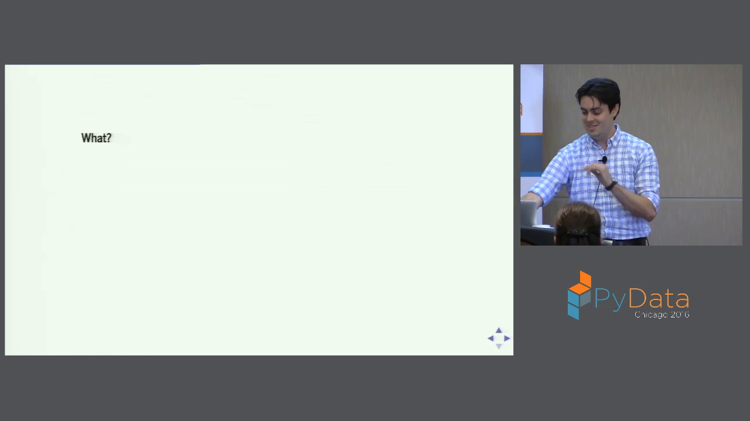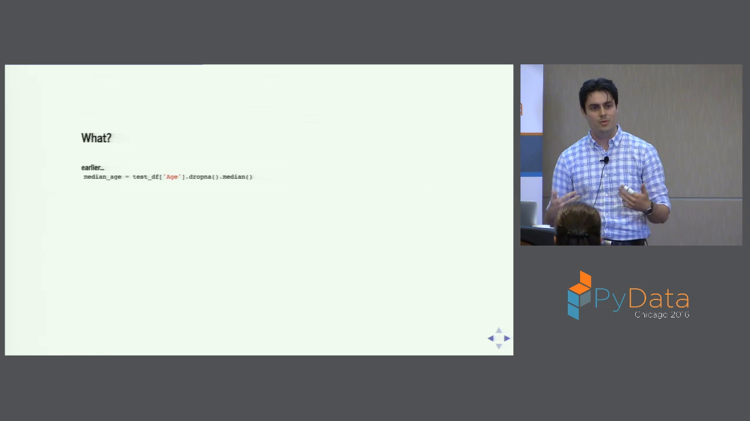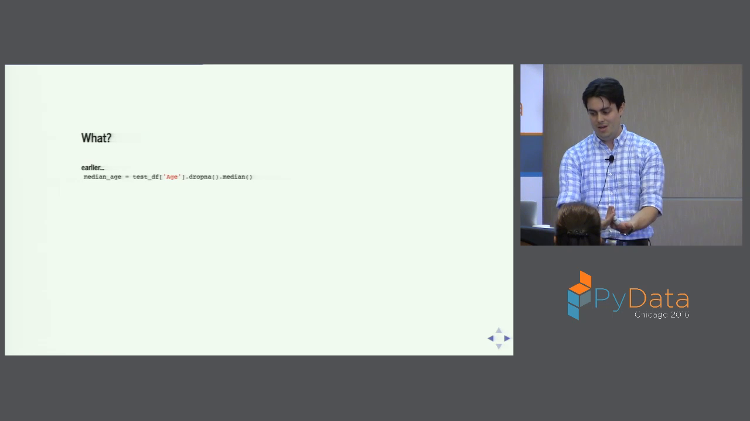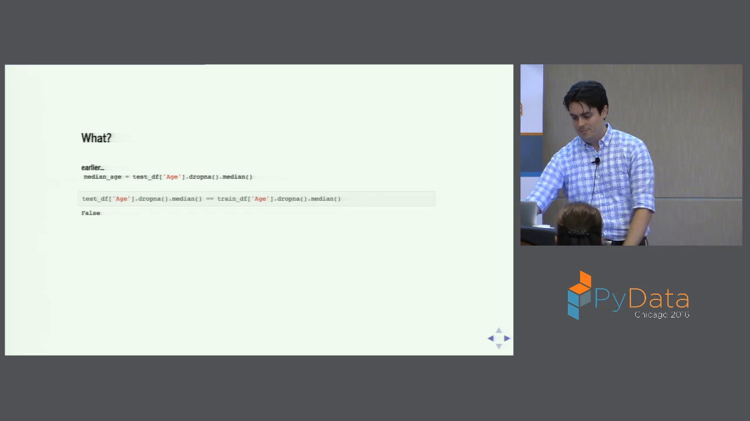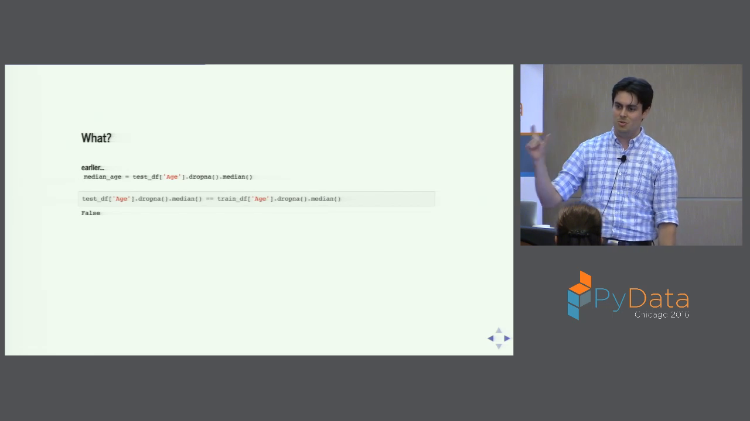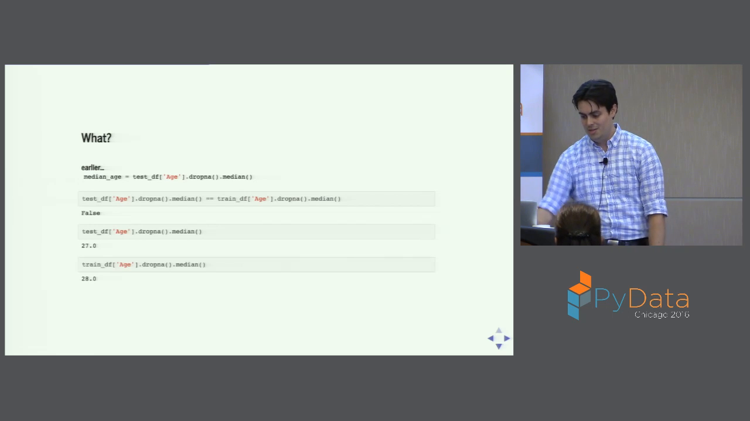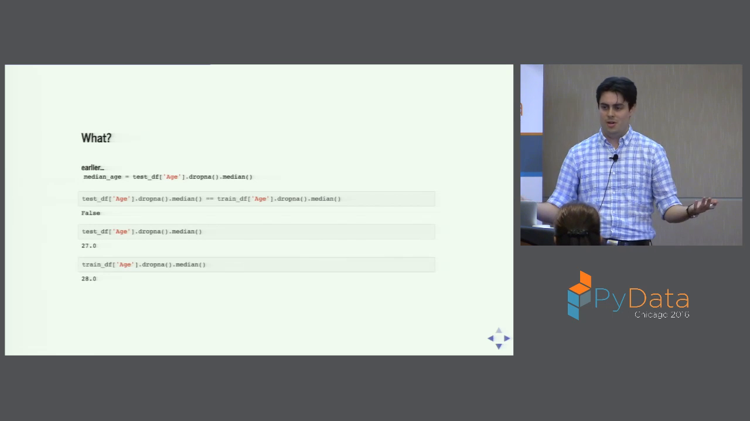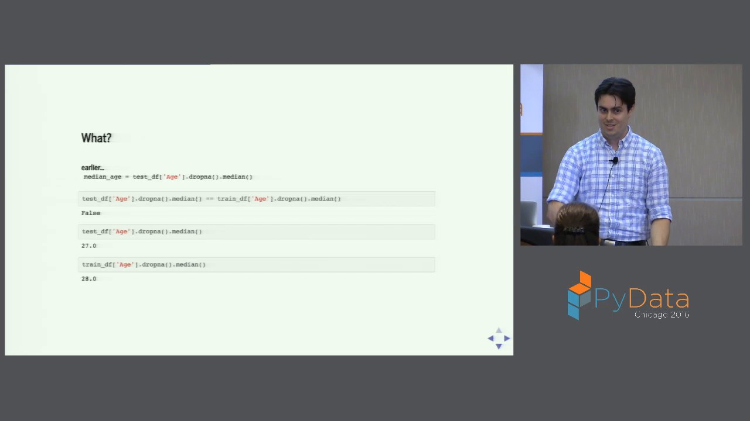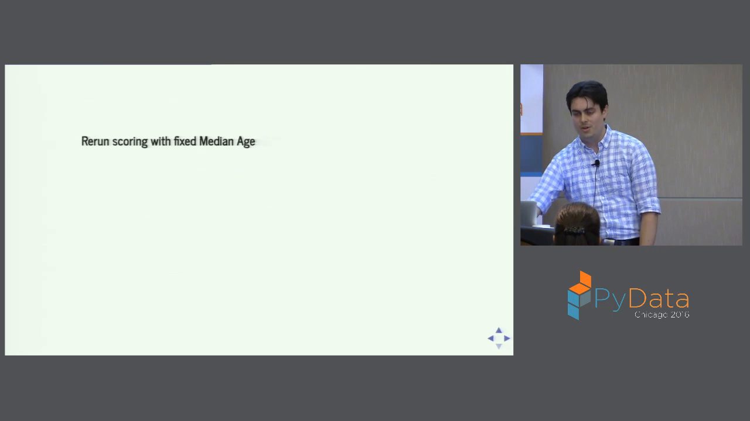But then it turned out to illustrate my point. Earlier, when we were doing this manually, we said median age is equal to the test data frame age, drop NA, so don't count the nulls, that median. Took me a little while, but I realized that the test data frame median age is not the same as the training data frame median age, right? 27 and 28. This is just like a random sample of test and train. Easy mistake to make. I definitely made it. I definitely missed it. But it serves to illustrate my point really well.